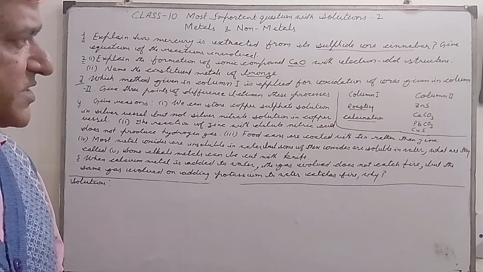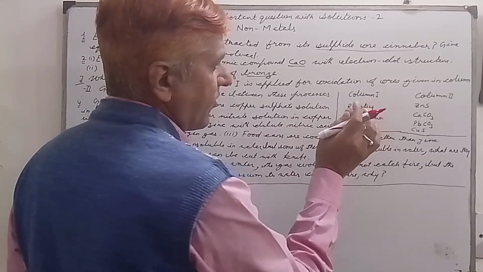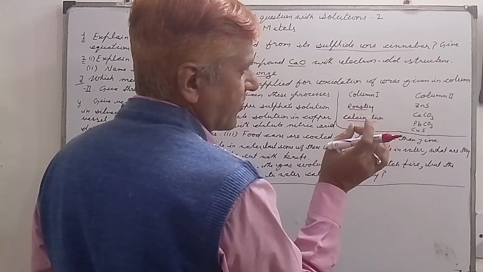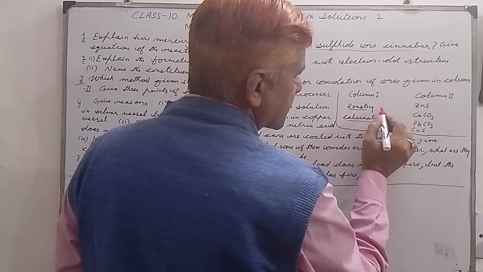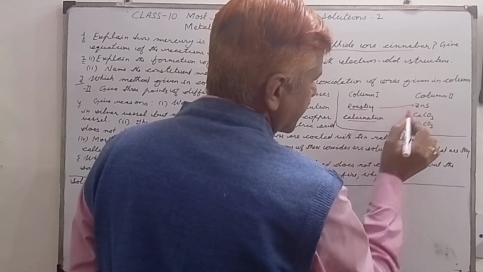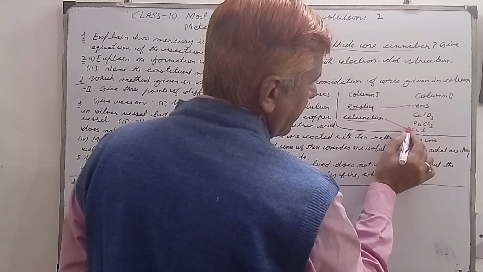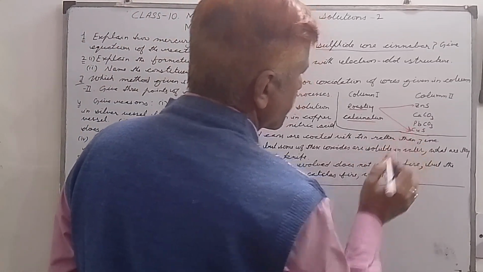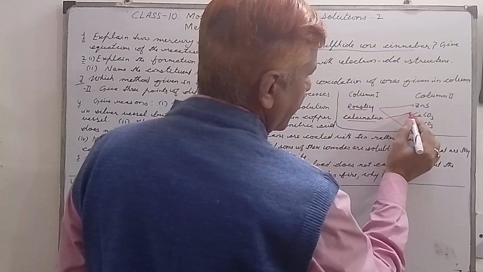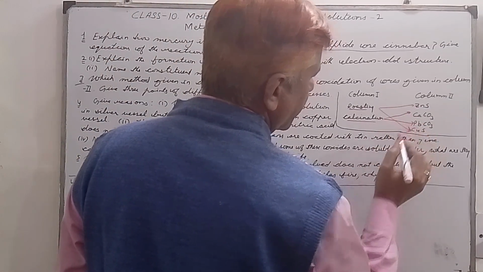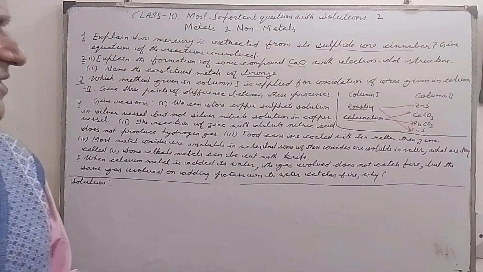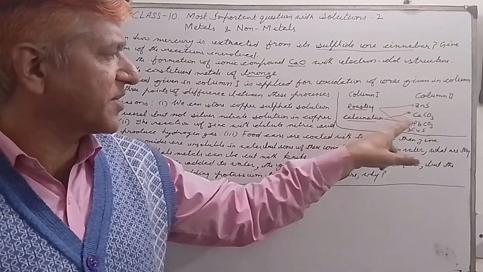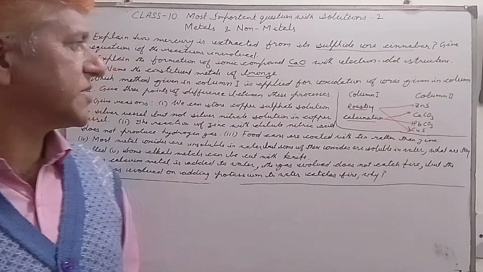So my dear students, always remember that roasting is done of sulfide ores and calcination is done of carbonate ores. So roasting will be done of zinc sulfide and copper sulfide, and calcination will be done of calcium carbonate and lead carbonate. So always remember that roasting is done of sulfide ores and calcination is done of carbonate ores.